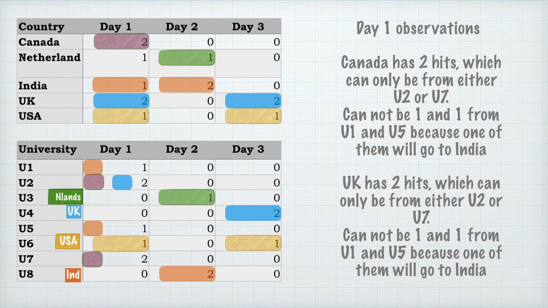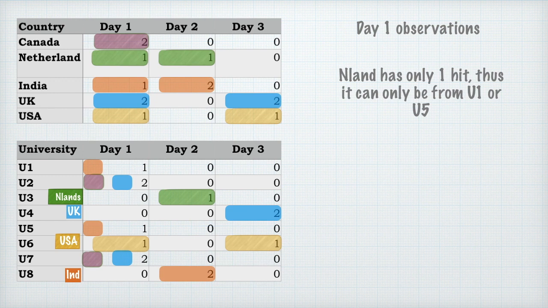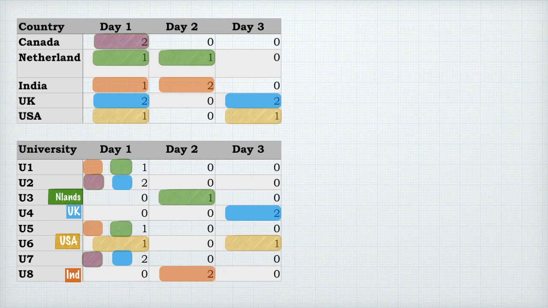If I notice UK, I will run exactly the same process. UK has two hits. Those two hits must have come from either University 2 or University 7. And again, it cannot be 1 and 1 from U1 and U5, because one of them has already gone to India. Now I'm left with Netherlands. I notice Netherlands has a single hit. Same logic as India. It can be from either University 1 or University 5. So I have figured out almost everything. I know which are the definite answers and I know what the possibilities are for various countries.